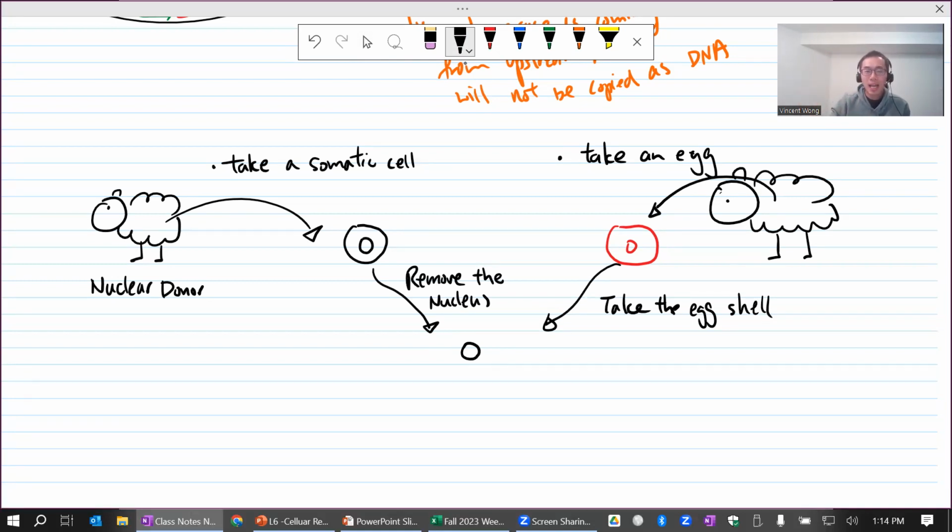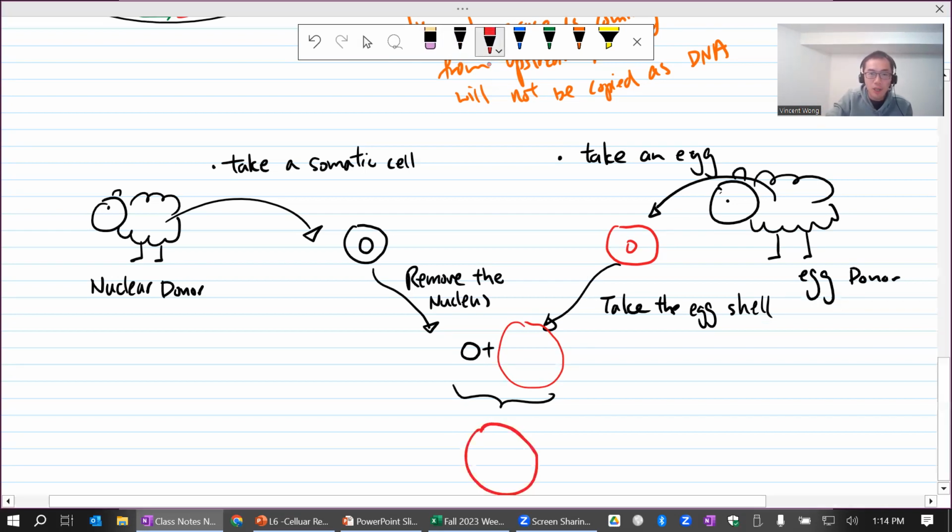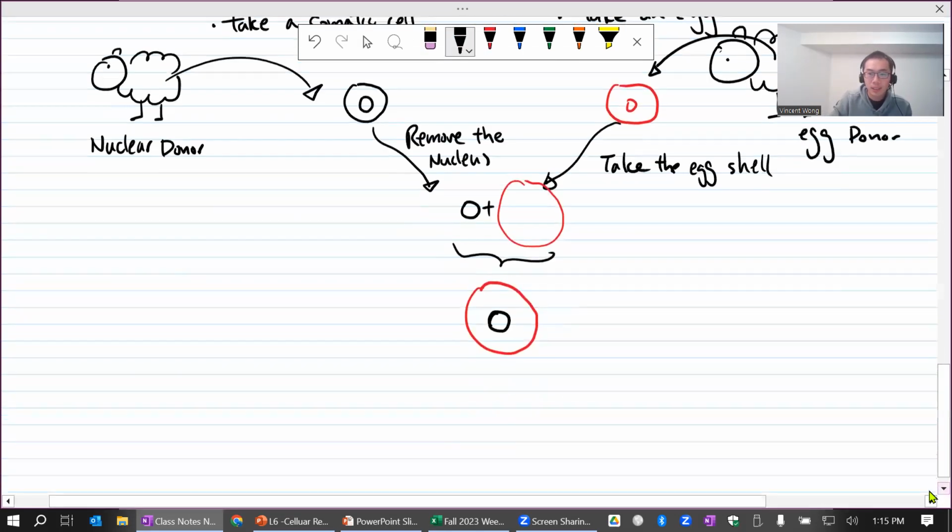Okay, so you take the egg and then you just keep the shell. Okay, you just keep the shell. You remove the nucleus, and then you put these things together. Okay, you put these together. You literally just inject the nucleus from the nuclear donor into the shell of the egg donor. So in the end, what do you get? You get an empty shell with the full set of chromosomes from the nuclear donor.